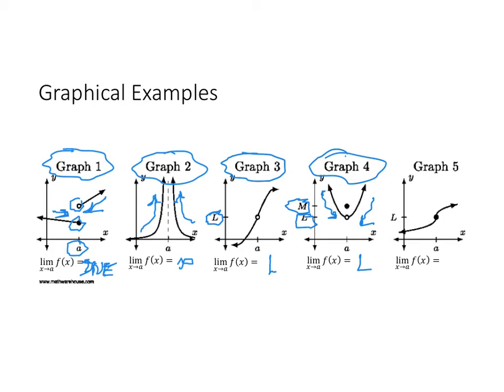And then lastly, graph 5, the limit of f of x as x approaches a. We're approaching from the left, we're approaching from the right. In both cases, it approaches this value L. The function value f of a is equal to L, and the limit is also equal to L.